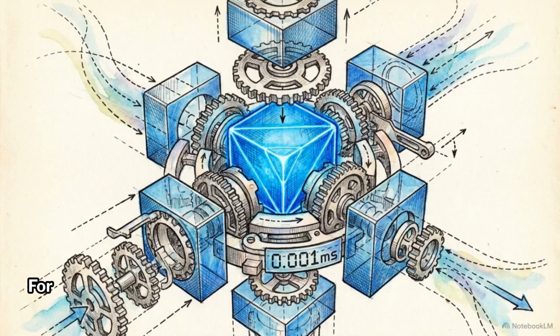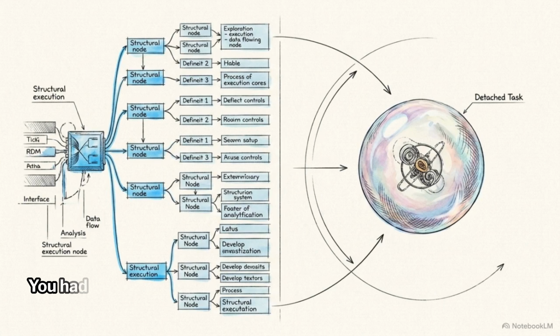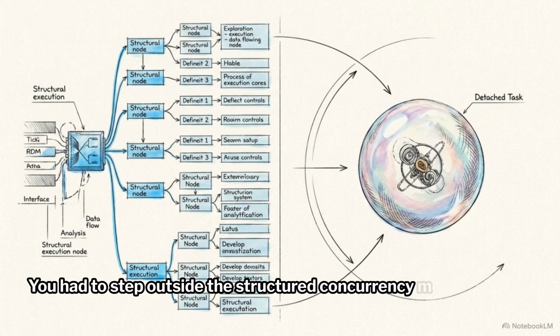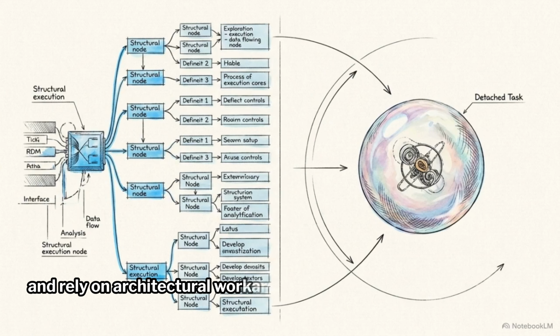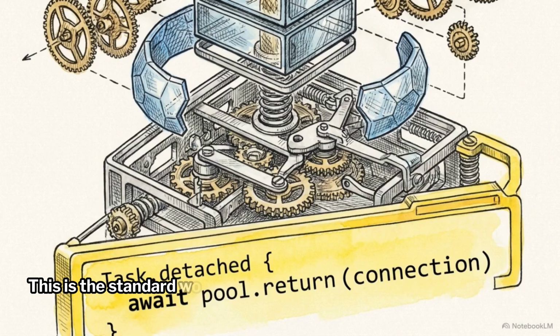For years, Swift developers used the defer block to handle this cleanup. But until Swift 6.4, the compiler prevented the use of the await keyword inside a defer scope. This meant that if your cleanup required its own asynchronous call, like releasing a pooled connection, you couldn't use the language's native safety mechanisms. You had to step outside the structured concurrency model and rely on architectural workarounds. This is the standard workaround.